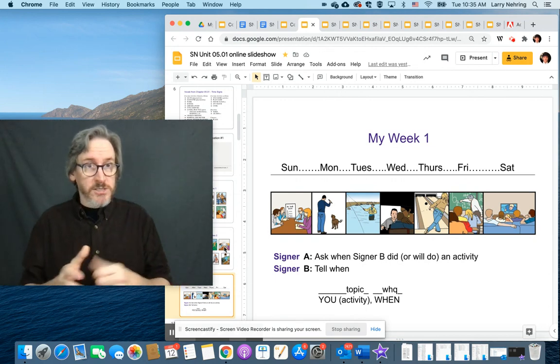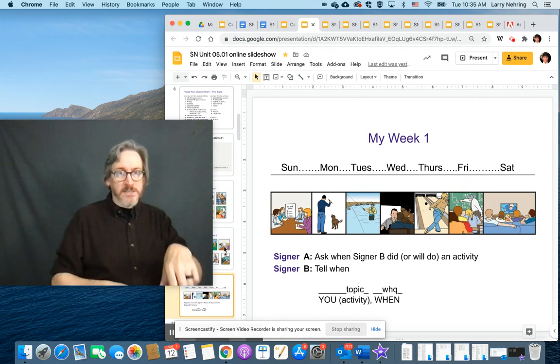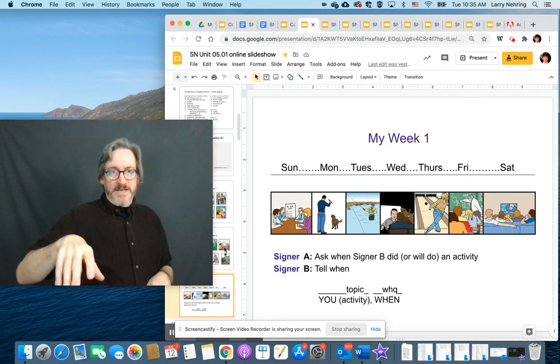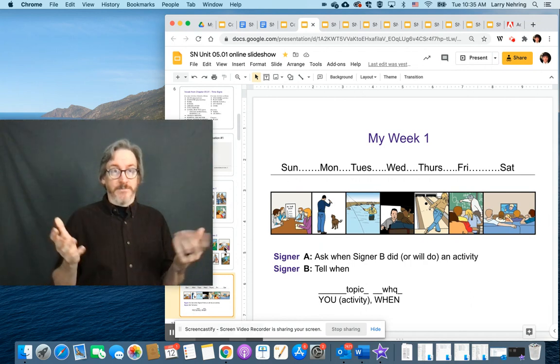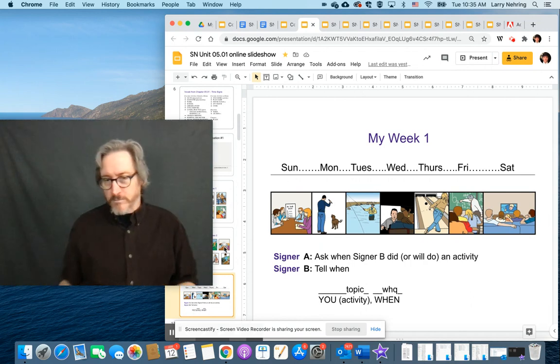Or if you like flashcards, do a stack of them for activities that you know and a stack for the days and just flip and sign it. Even do past, future if you want.